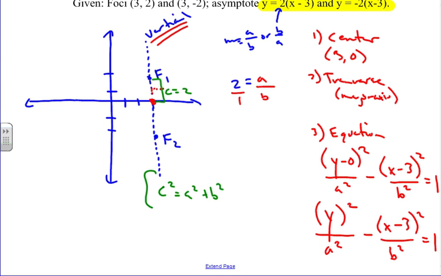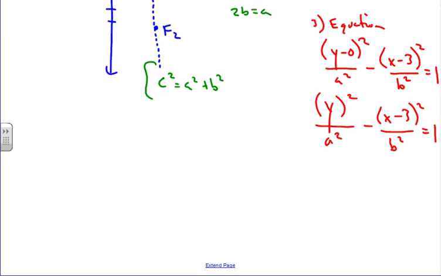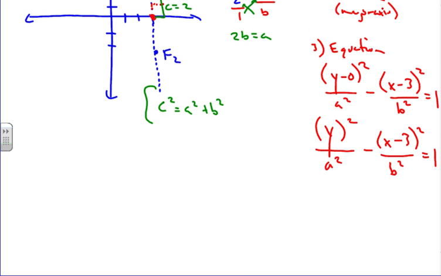I'm going to cross multiply, so I have 2b equals a. From here, I'm going to substitute in my values. I know c equals 2, so I'm going to have 2 squared, which is 4. And for all the a values, I'm going to put 2b. So I'm going to have 2b squared plus b squared. From here, I have 4b squared plus b squared, and that equals 4.